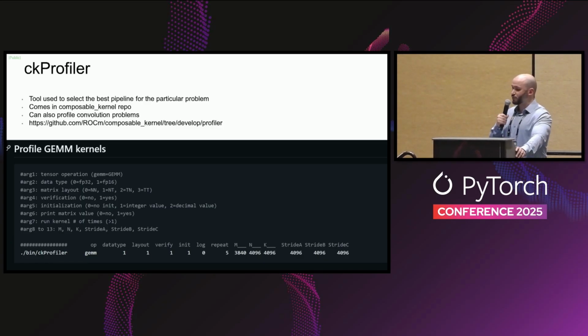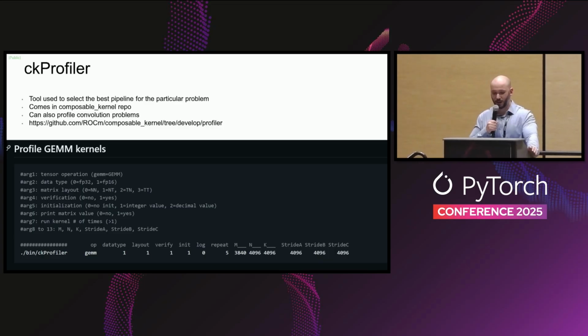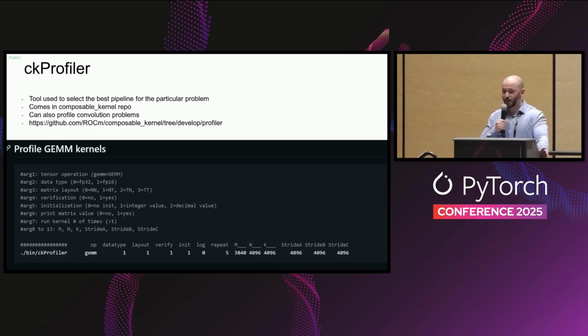Different tensor operations require different parameters, but you can easily find the usage by running the executable followed by the tensor operation and then --help. Usage is described in greater detail in the README in the GitHub repo, so please take a look. This tool is incredibly important and is how users can select the best GEMM kernel for their job.